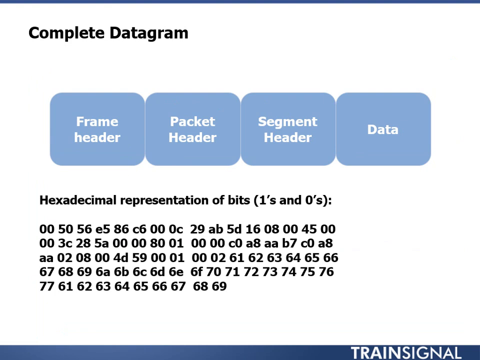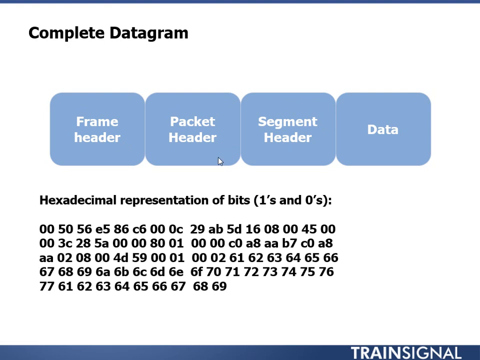When we put it all together and we look at the complete datagram, we're going to have data from the application layer, followed by a segment header, followed by a packet header, and then followed by the frame header. The first piece of information to arrive on Wireshark is going to be the frame header, actually. Then the packet header, then the segment header.